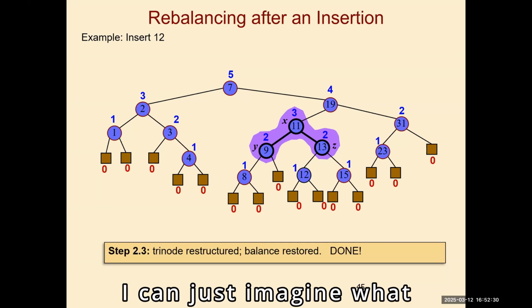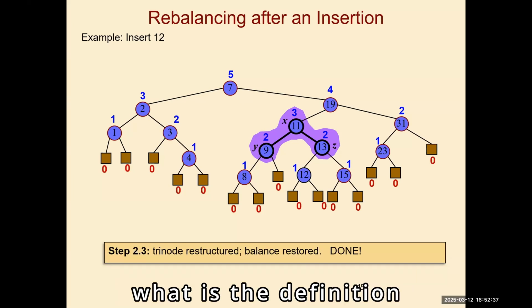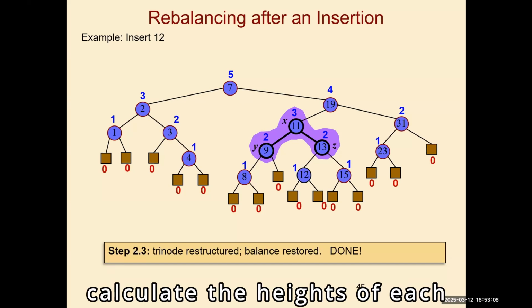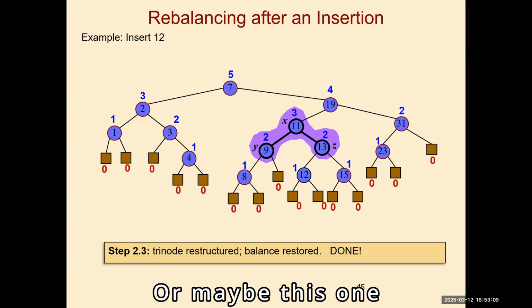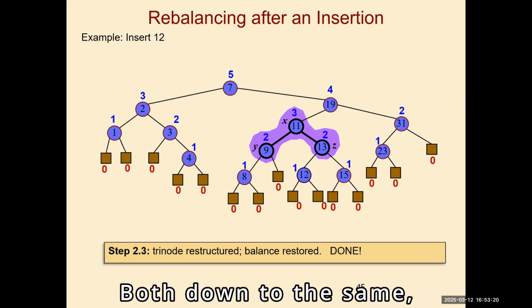I can just imagine what a test question might be. The question might be, what is the definition of an AVL tree, and is this tree an AVL tree? And you would say it's an AVL tree if for every node, the height of the left minus the height of the right is minus 1, 0, or 1, right? And then the test question might say, label every node in the tree with 1, 0, or minus 1, and you would calculate the heights of each and do it, right? Or maybe this one didn't use those green numbers. It used the heights. So I don't know which way Jackie goes, right? Boils down to the same, right?